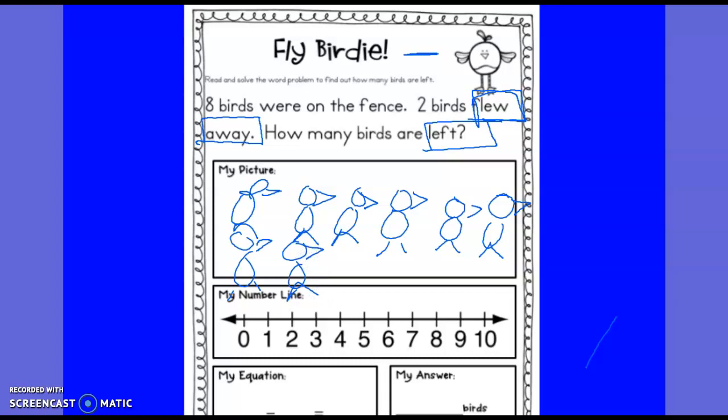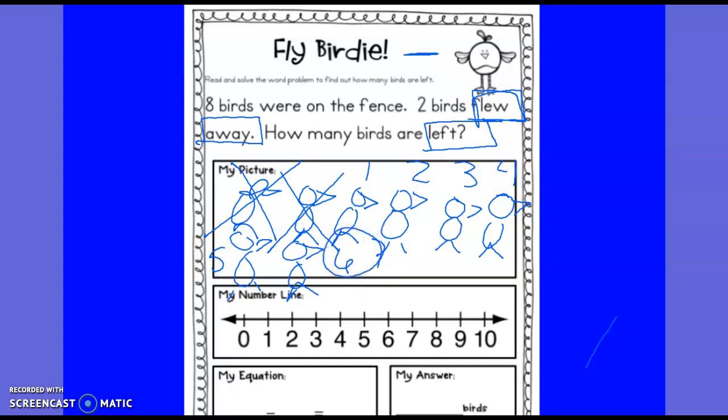And then 2 birds flew away. What should we do next? All right, let's exit out to represent that they are not there anymore. And then count how many are left. 2, 3, 4, 5, 6. So 6 birds are left.